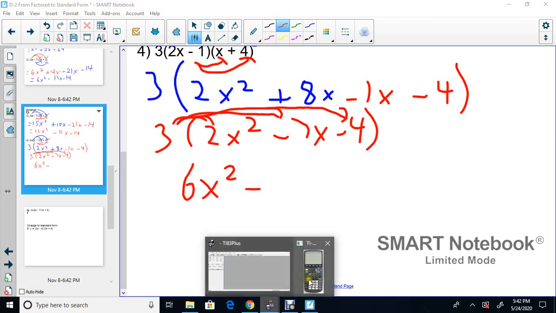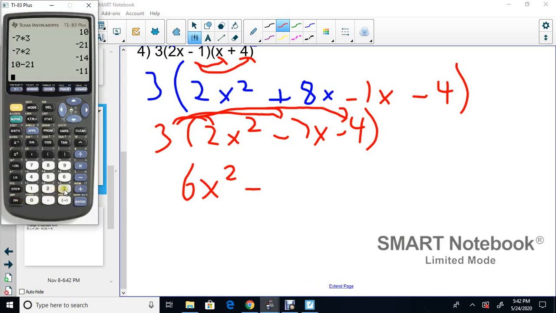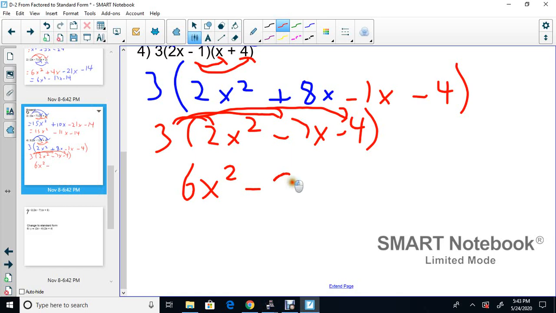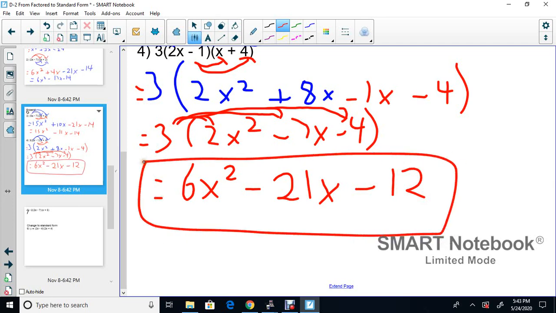Let's go to my calculator. 3 times negative 7. Whoops, not a plus. Oh, let's do this again. 3 times negative 7. Negative 21x. And then you go 3 times negative 4. 3 times 4 is 12. 3 times negative 4 is negative 12. And don't forget your equal signs at the start. And you can put a box if you want. With all these lines, you put a box on your final answer. So that's that one.